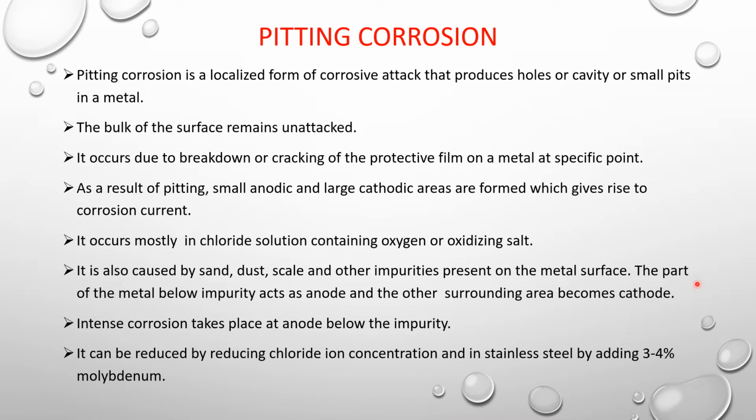The part of the metal below the impurity acts as anode and the other surrounding area becomes cathode. And in pitting corrosion, intense corrosion takes place at the anode below the impurity. It can be reduced by reducing chloride ion concentration, and in stainless steel by adding 3 to 4% of molybdenum.